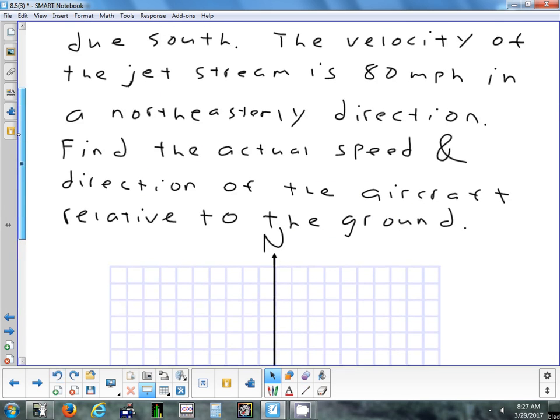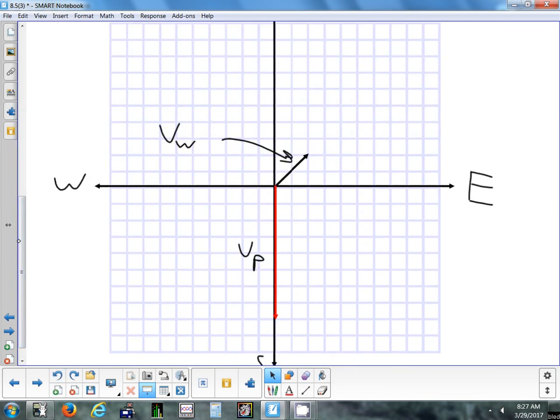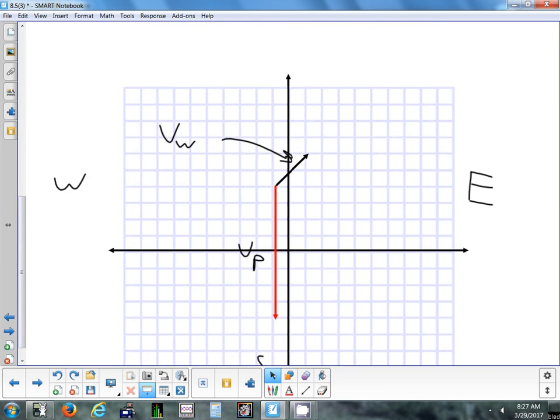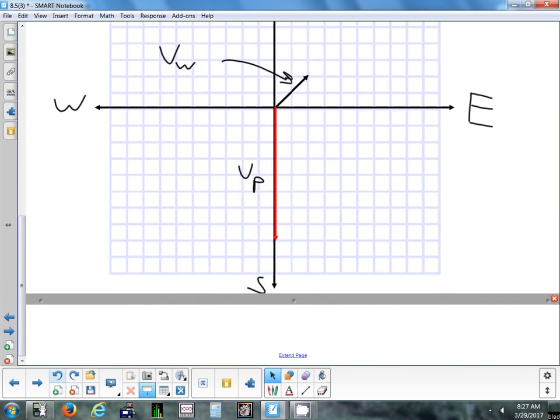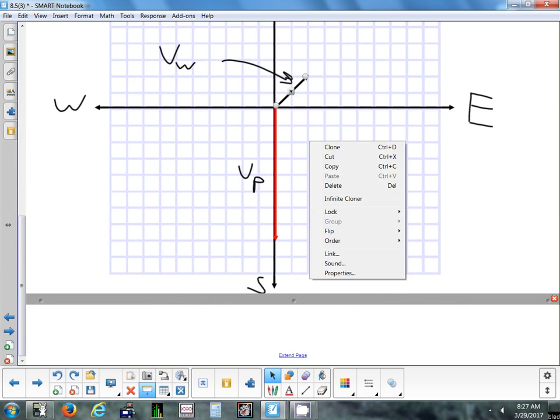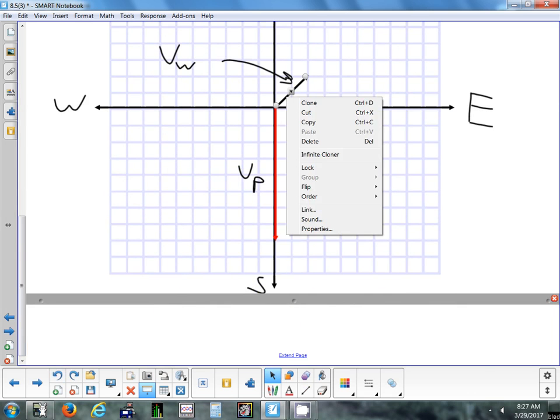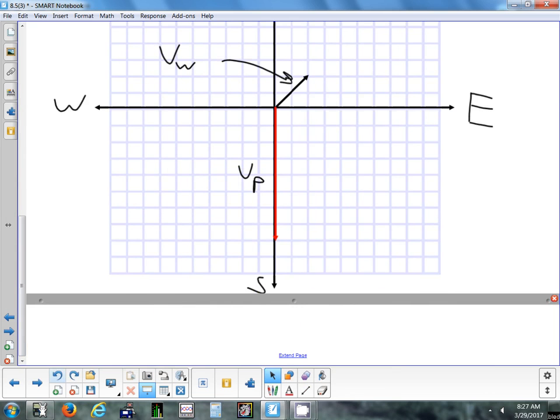Okay, and they want us to find the actual speed and direction. Well, if I kind of want to figure out what's going to happen to the plane, I could just take this vector and move it. I don't want to right-click on it, so we'll just like to move it there. And what's going to happen to the plane with the jet stream if the pilot doesn't adjust anything is that the plane's going to go in this direction.